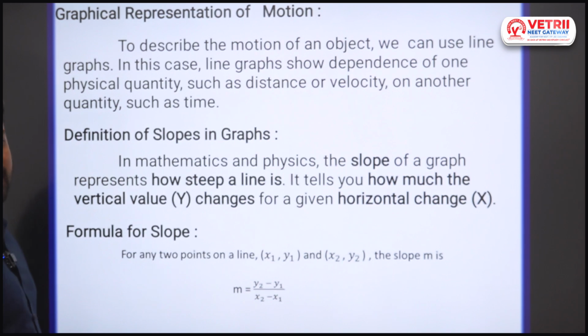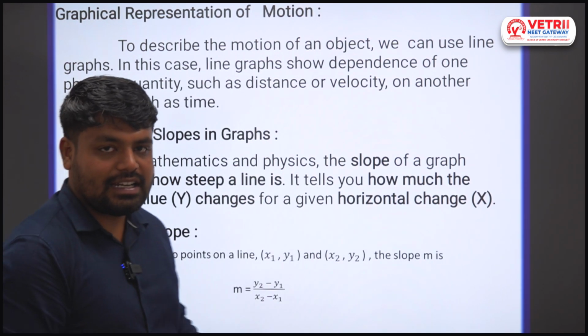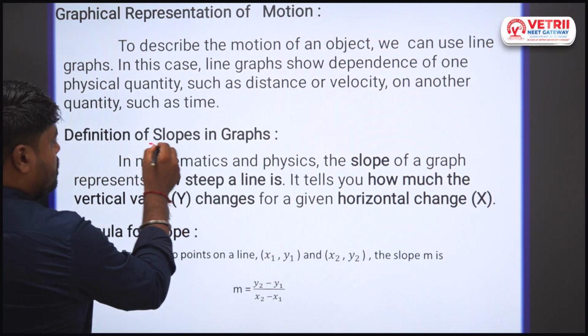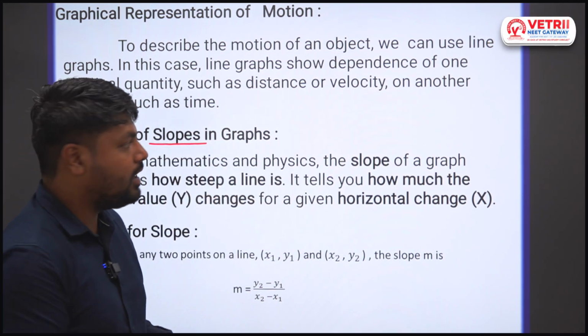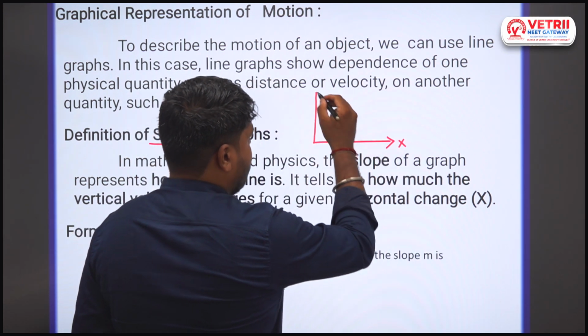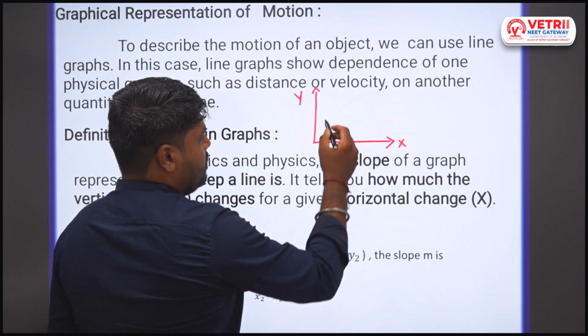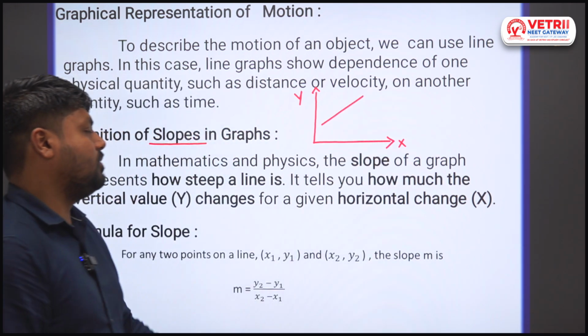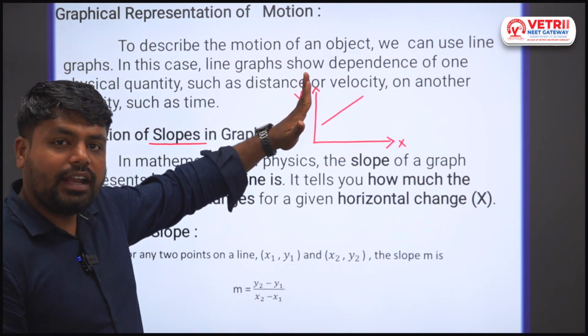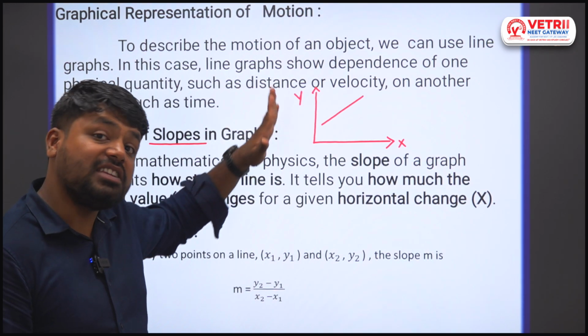Before studying the graph, you should know the basic understanding of the slope of the graph. So what do you mean by slope? For example, this is the graph, this is the x-axis and this is the y-axis. If you get a straight line like this, it tells you how gentle or how steep it is.